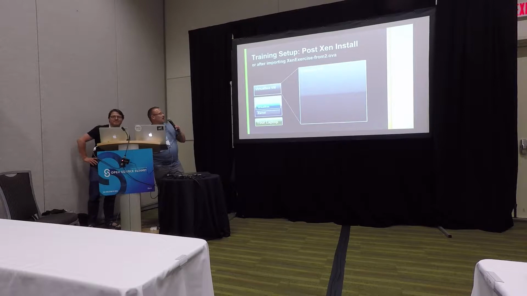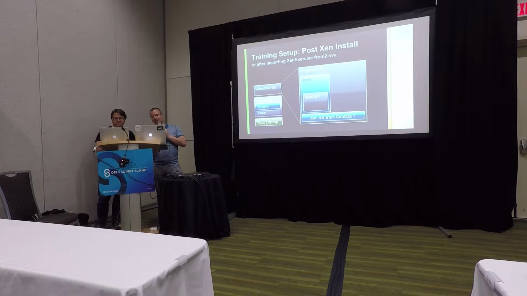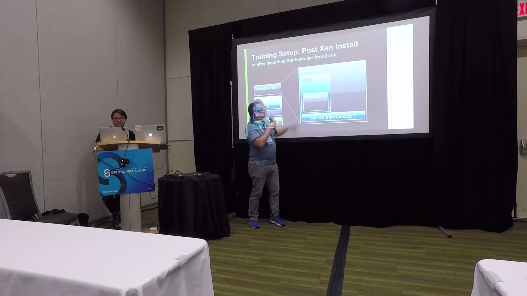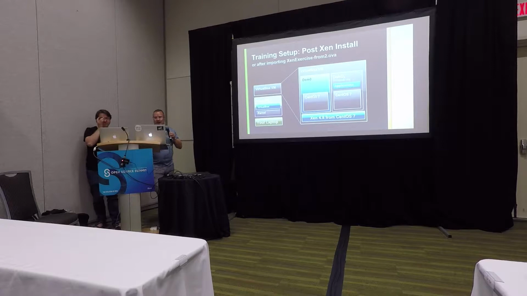So we're basically installing VirtualBox. Within VirtualBox, we're going to run an initial image. There's a version of CentOS, and then we're going to install Xen on top of it, which means that Xen after the install will run underneath CentOS, and CentOS will be your Dom0 OS, and then we will just play with a few operations on various guests.